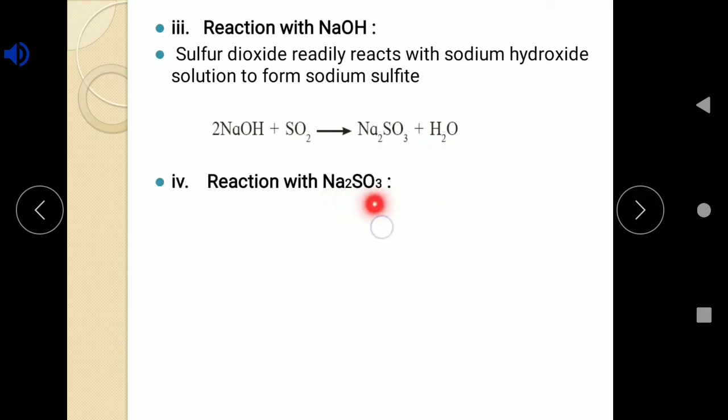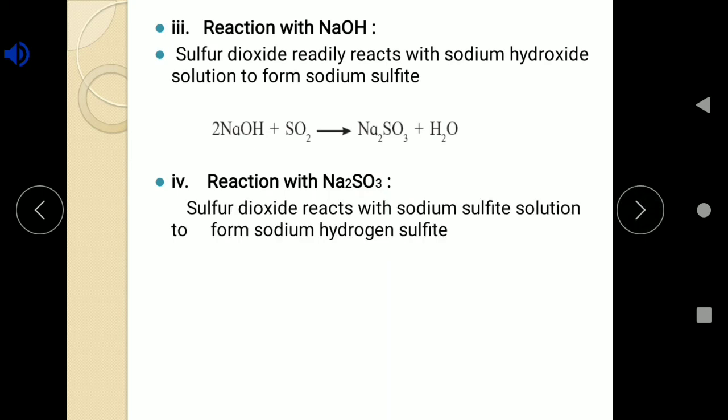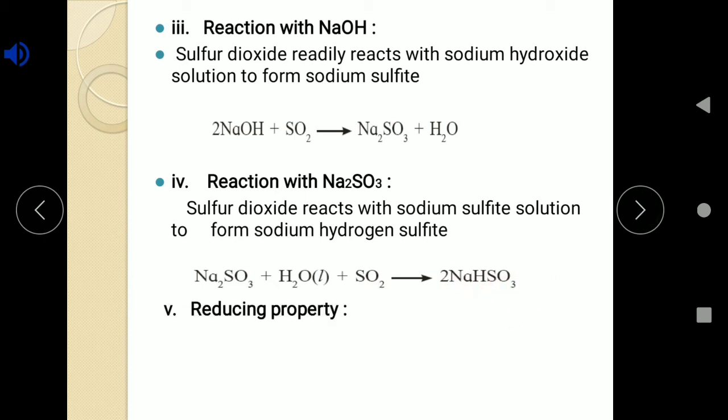Reaction with sodium sulfite. With sodium sulfite, sulfur dioxide gives NaHSO3, sodium hydrogen sulfite. That means Na2SO3 reacts with sulfur dioxide in presence of water. That means a solution of sodium sulfite is treated with sulfur dioxide to give sodium hydrogen sulfite.